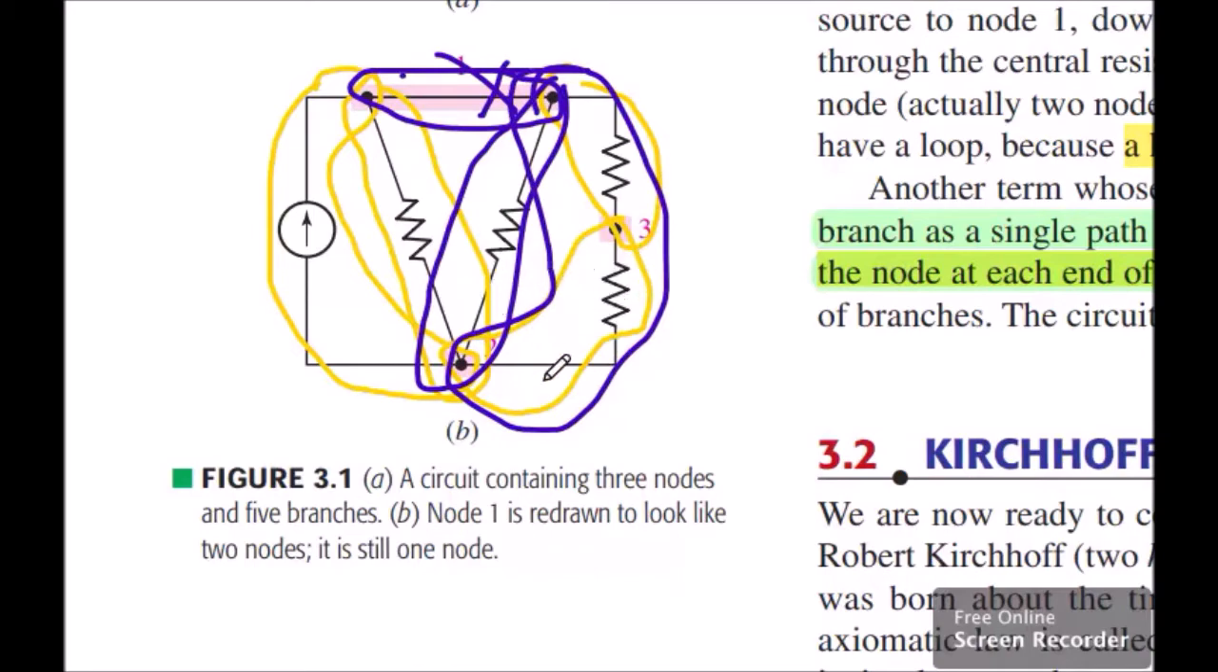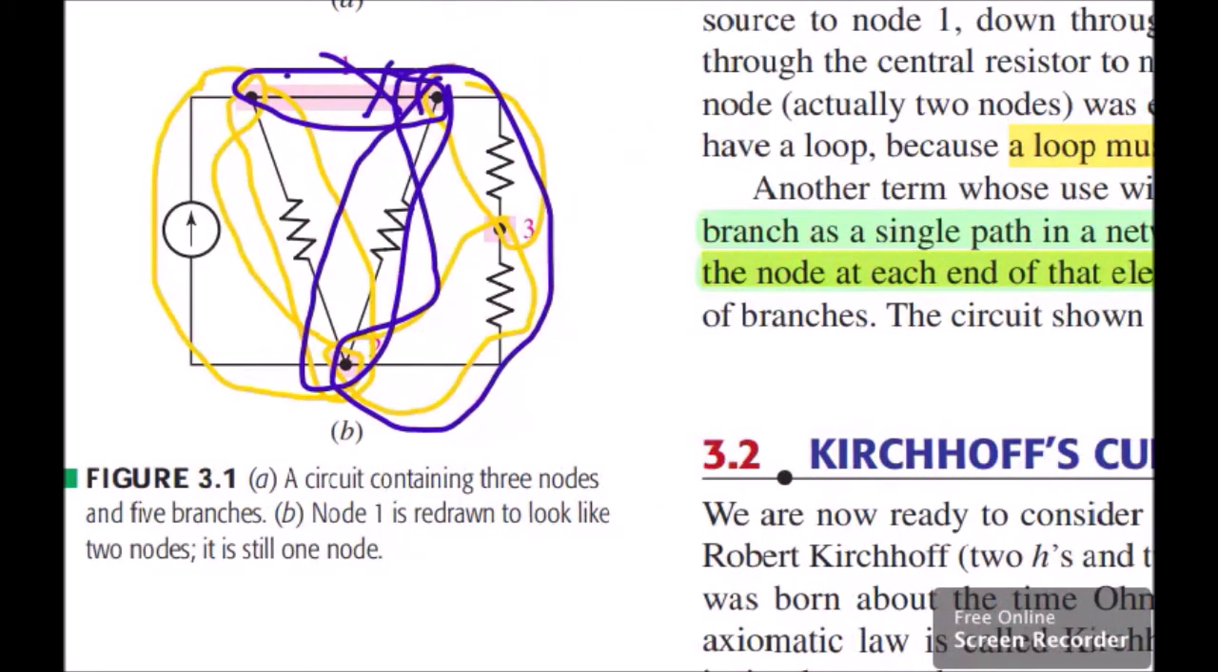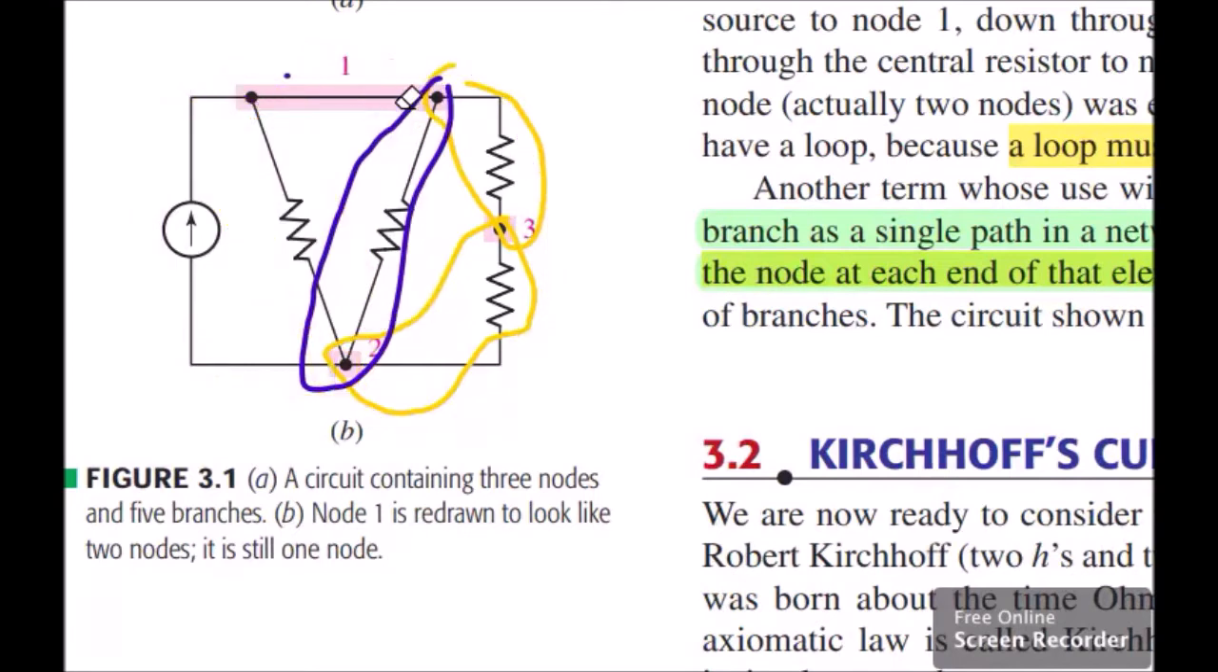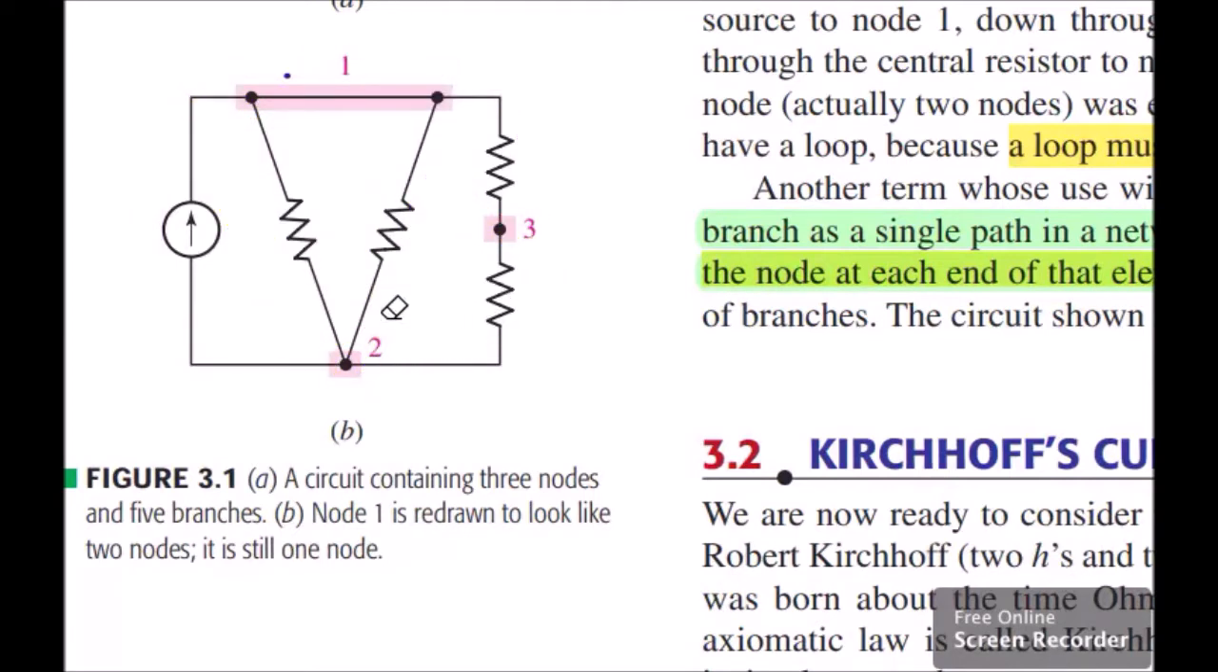Okay? Wow, what a drawing. So again, our branch must have one element and two nodes, one at each end. I hope that is clear. So how many branches do we have here? Let me erase first. How many branches do we have for this circuit? So we have 1, 2, 3, 4, 5 branches. All right?